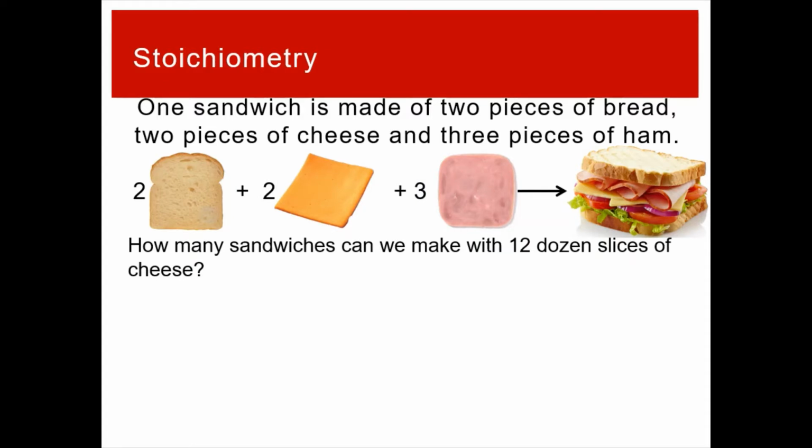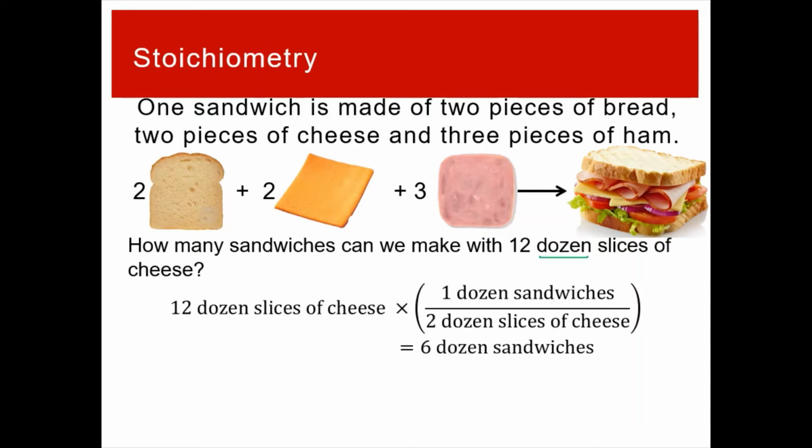How many sandwiches can we make with 12 dozen slices of cheese? Now, I'm not counting individual pieces of cheese. I'm counting by groups. I'm counting by the dozen. So I have 12 dozen. And so what I can see is that the 12 dozen is still related to the number of sandwiches using the same coefficients. It's still the 2 and the 1 that's implied out here. But the thing that we note is that everything has the exact same dozen. Just like we've seen previously, you just don't change the counting unit. Those ratios stay the same.